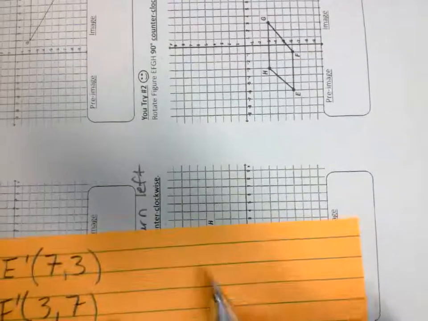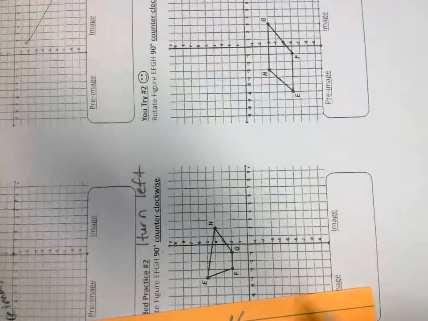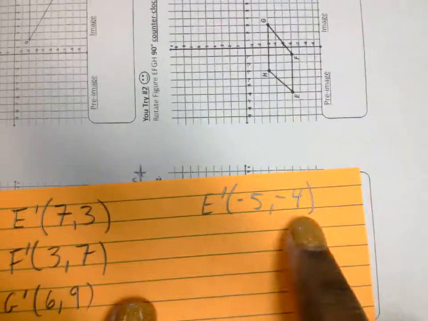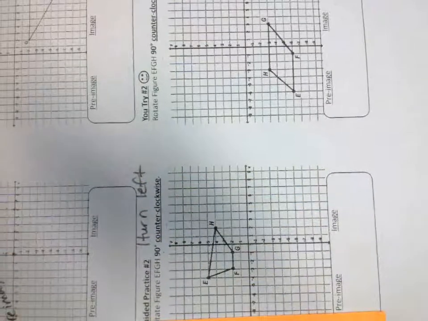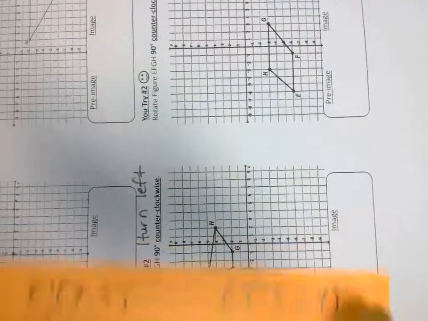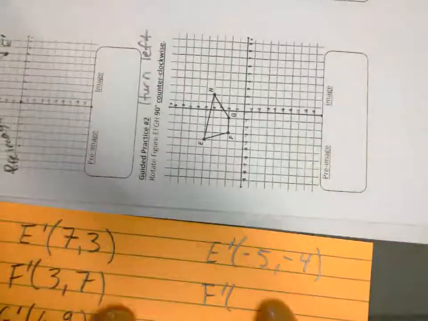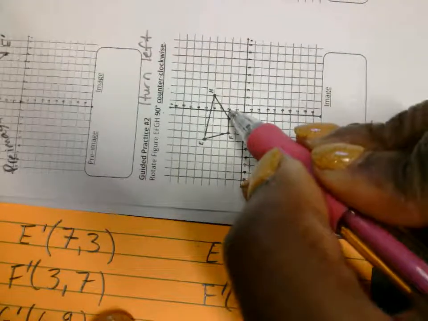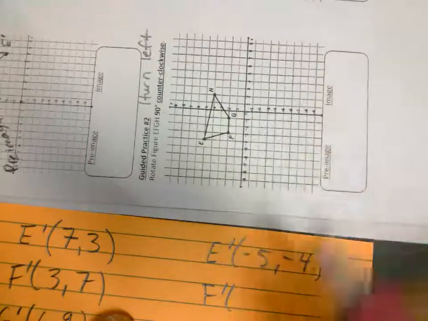So E prime is -5, comma -4. All right, let's do F. Let's do F prime. Start at the origin. Slide this up a little bit. Start at the origin. I have to go to the left. That's -1, -2, down, -1, 2, 3. So -2 and -3.